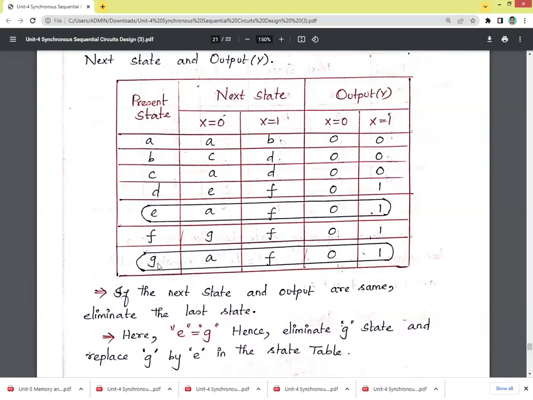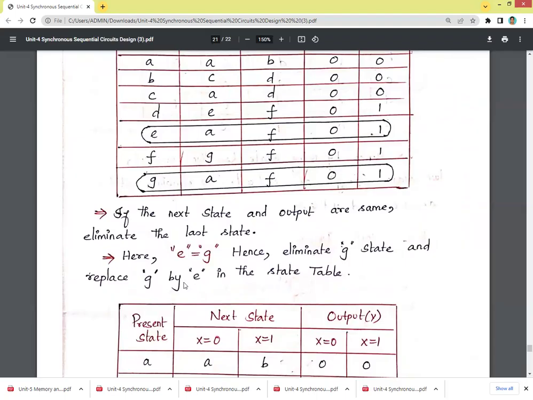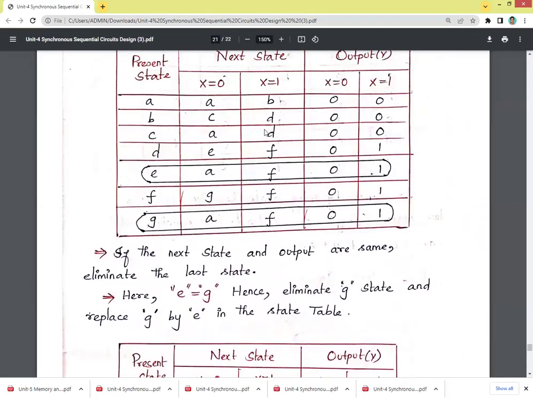Also, the state reduction must be done from the last state. Here your G as well as E both have the same next state and the same output for X equal to 0 and X equal to 1. So we need to eliminate the last state, that is G. That is, replace G by E in the state table. Wherever we have G, it is now E. So eliminate the last state, and in the remaining table, whenever you have the element G, replace it with E.